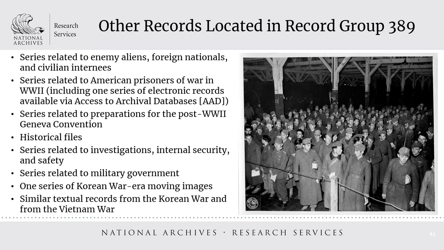In addition to the series of records related to enemy prisoners of war during World War II, Record Group 389 also contains records related to a number of other areas, such as enemy aliens, foreign nationals and civilian internees, American POWs during World War II, investigations and internal security, and more. You may use the catalog to browse the available records and then contact the textual reference branch to learn more and plan your research visit.